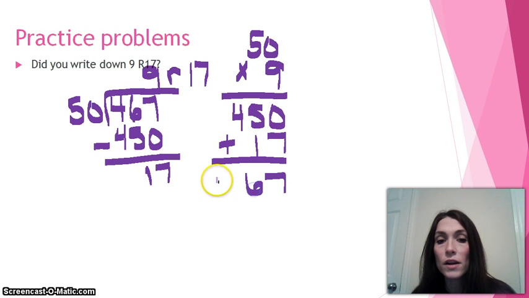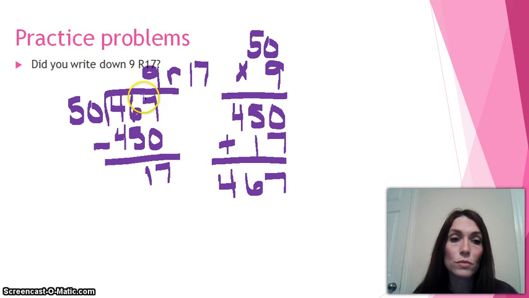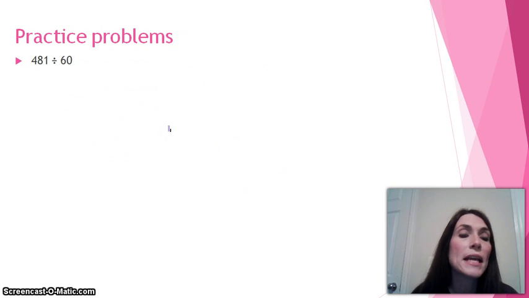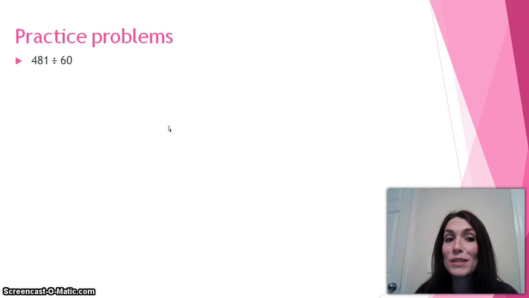And that gives me 467, which was what I started off with right here, so I know my division is correct. Let's look at our third practice problem. 481 divided by 60. Please pause, work out your problem, check it using multiplication, and press play when you're ready to check your answer.